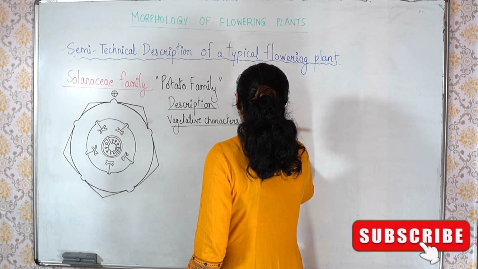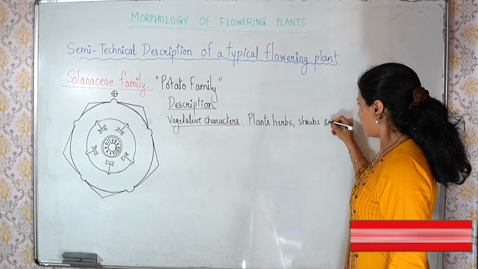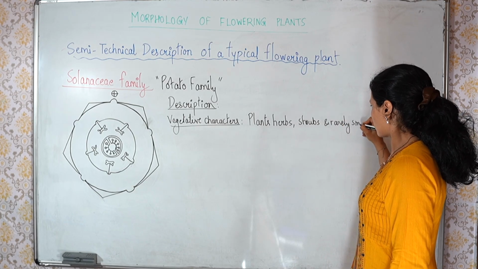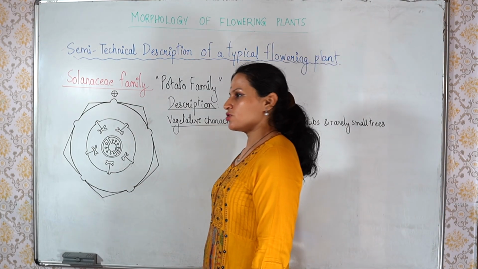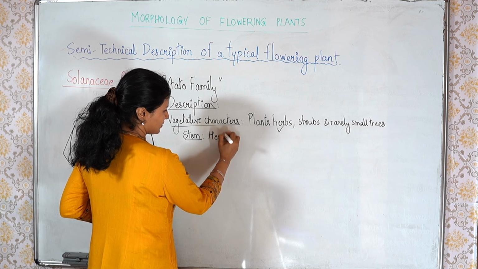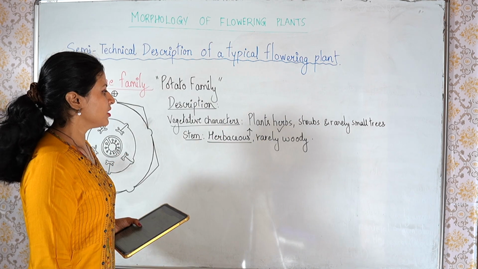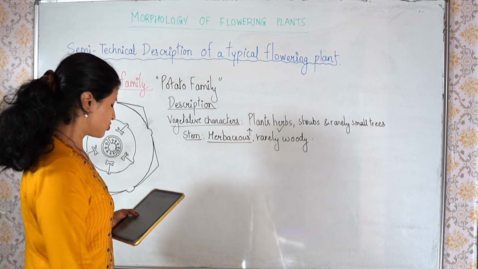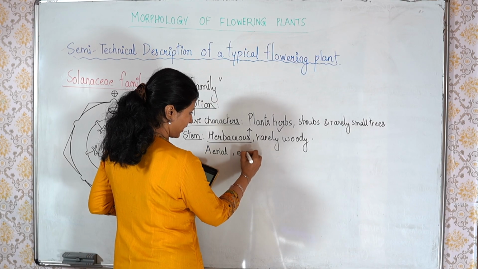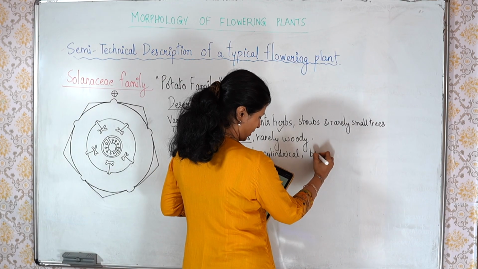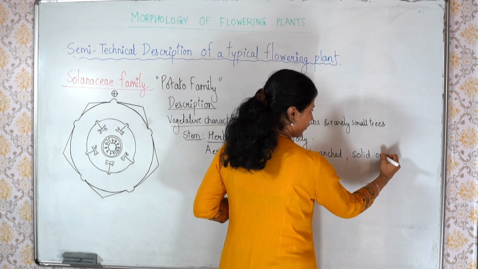The plants are mainly herbs, shrubs, and rarely small trees. Mainly these plants are herbaceous in nature. The stem is herbaceous, rarely woody. They are mainly herbaceous and rarely woody in nature. The stem is aerial, erect, cylindrical. It's branched. It can be solid or hollow.